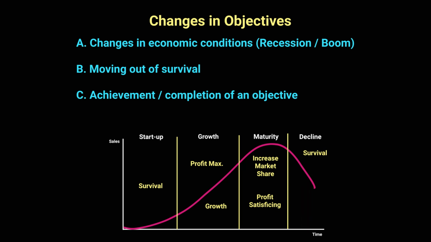So different stages will require different decisions to be made by the business, and a business's ability to adapt to these different changes will dictate their success in the long term. And that long-term success is directly linked with the long-term aim of the business.